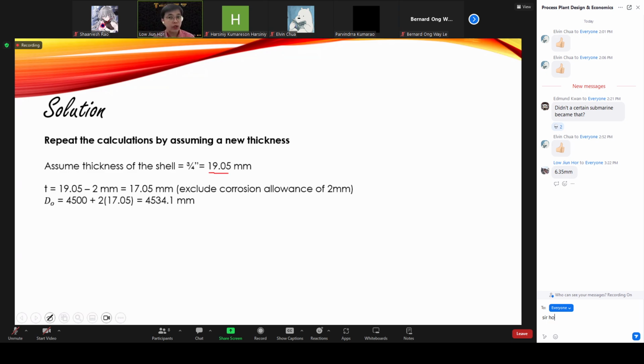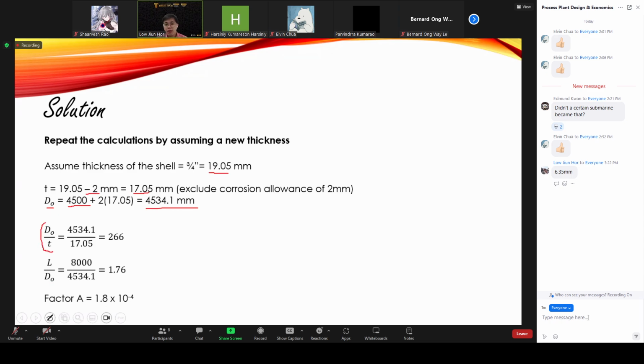How to get the second assumed value? Use the first assumed thickness divided by 2, then add up with the first assumed thickness, then we will get the value here. This is the second assumed thickness that I'm going to use. Similar, minus the corrosion allowance, we will get the real thickness. And then you want to calculate the outer diameter: similar, this one multiply with 2, add up with the inner diameter, we get the value here.